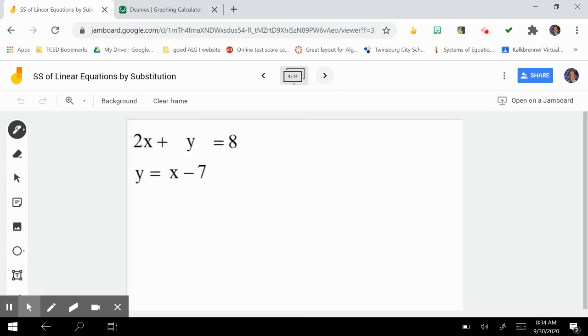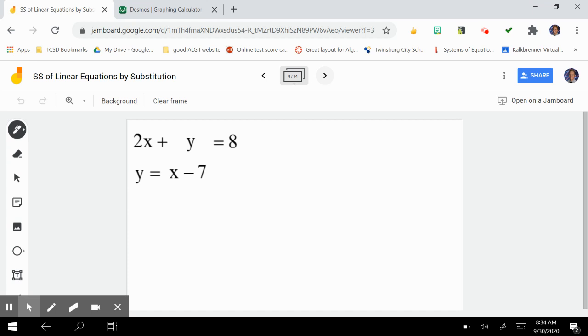So here's the thing. Instead of one equation, we now have two equations. And the first step is to recognize what's in front of us. So right now it says 2x plus y equals 8. This is called standard form. That first equation is 2x plus y, the x and the y are on the left, and it's solved for a constant. The other equation says y equals x minus 7.